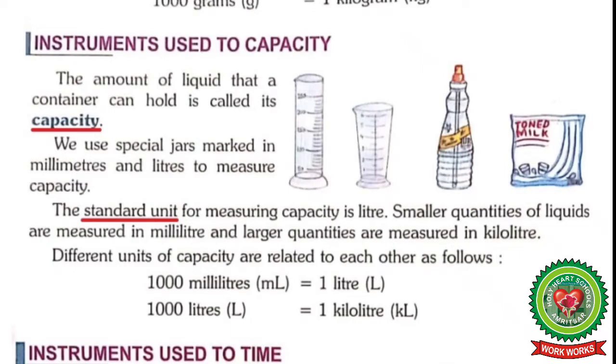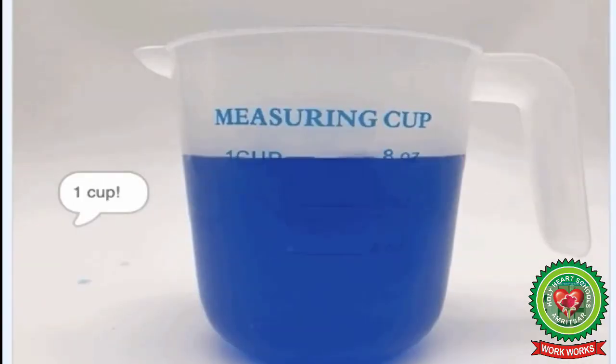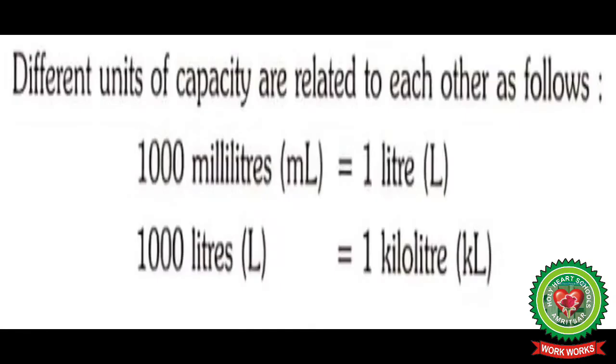Moreover, the volume of these liquids is measured using measuring cylinders and measuring cups which are marked with regular intervals to allow us to measure. Different units of capacity are related to each other as follows. 1000 milliliters equals 1 liter. 1000 liters equals 1 kiloliter.